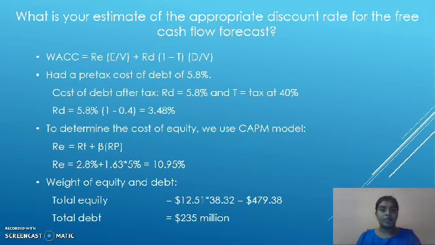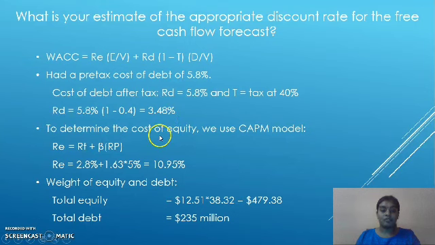The second question is, what is the estimate of the appropriate discount rate for the free cash flow forecast? We can calculate it by using the WACC formula. Based on the case study, it's given that the pre-tax cost of debt is 58%, and we can calculate the cost of debt after tax by 1 minus 40% tax times the pre-tax cost of 58%, so the cost of debt after tax will be equivalent to 3.48%.